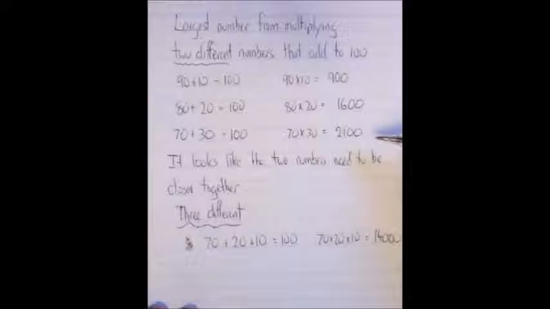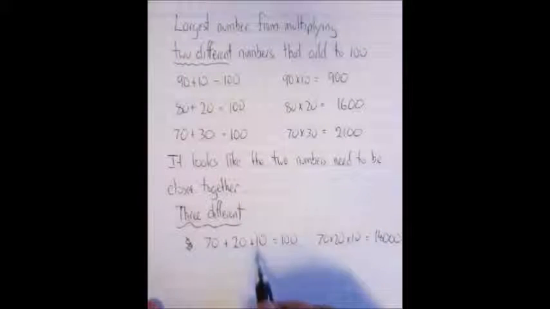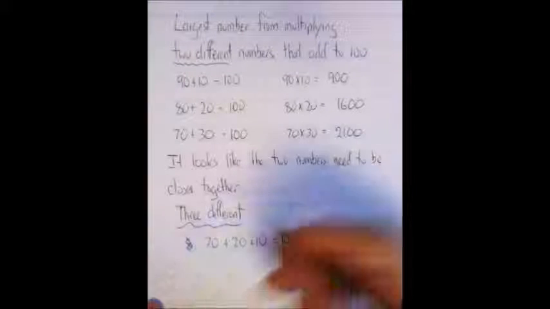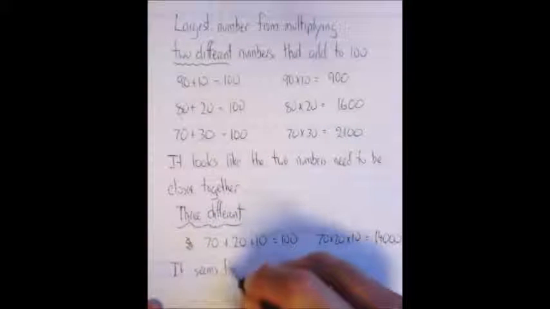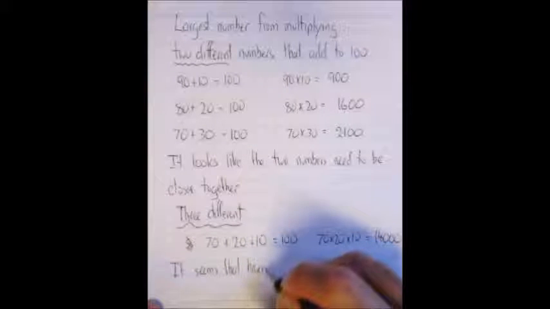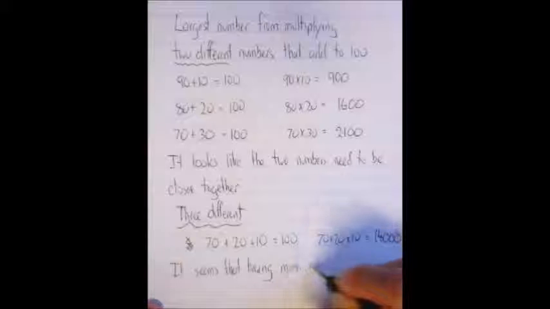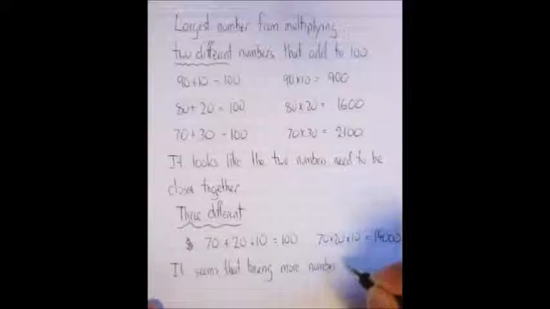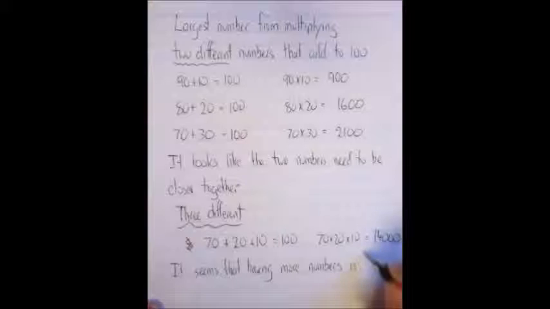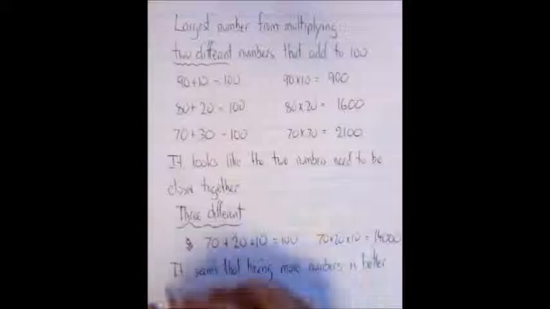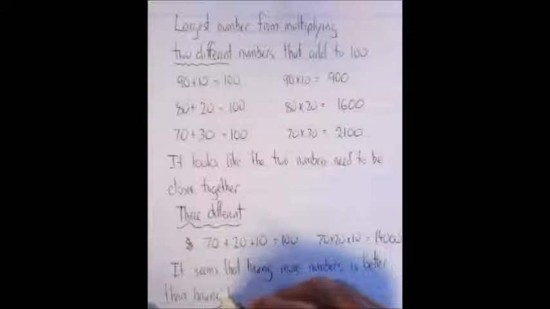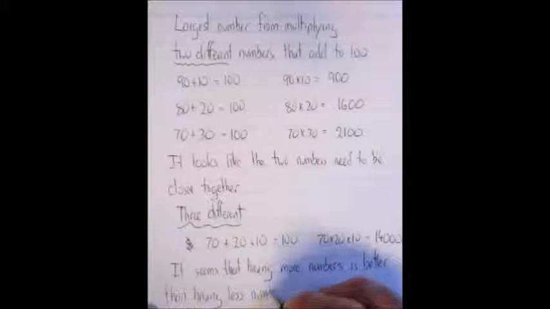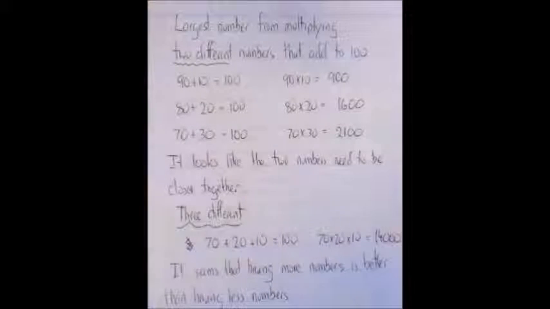So in here already it looks like here's something else that I can pick up, and maybe you didn't pick it up this quick, but this is the idea. In here it seems that having more numbers, so here I had three numbers rather than two, having more numbers is better than having fewer numbers. So that gives me a strategy now to try and solve the more general problem.